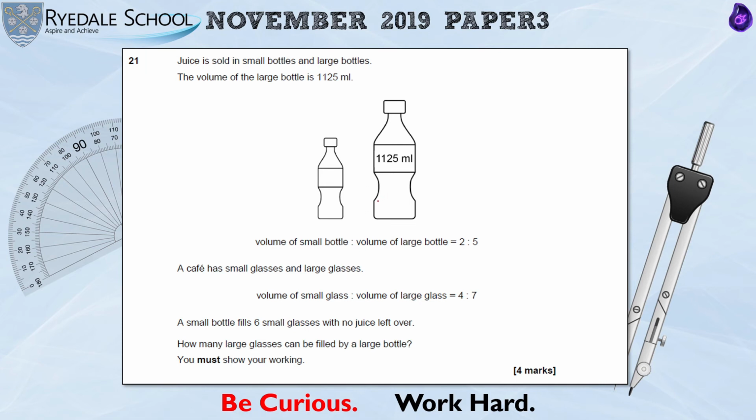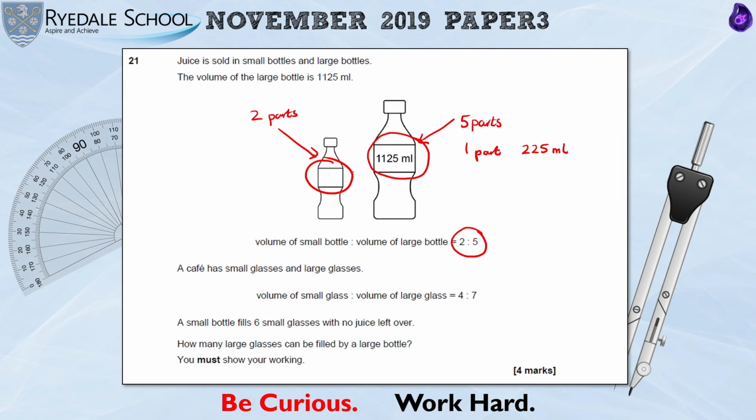So the first thing that we're going to do is work out the volume of the small bottle, because we know the volume of the big bottle, and we have the ratio here. So the 1,125 millilitres corresponds to 5 parts. So let's work out 1 part by dividing that by 5. So 1,125 divided by 5 is 225 mil. So that is 1 part, but we know the small bottle is 2 parts.